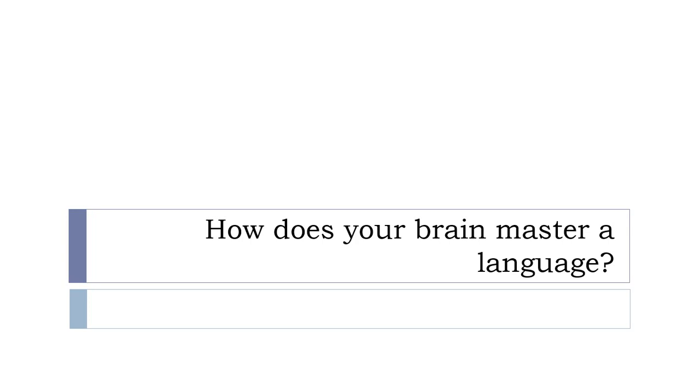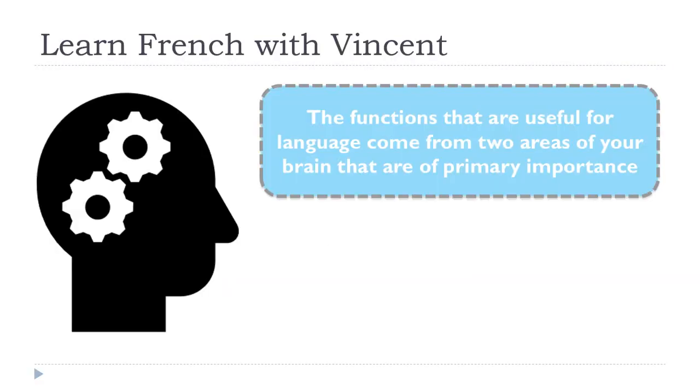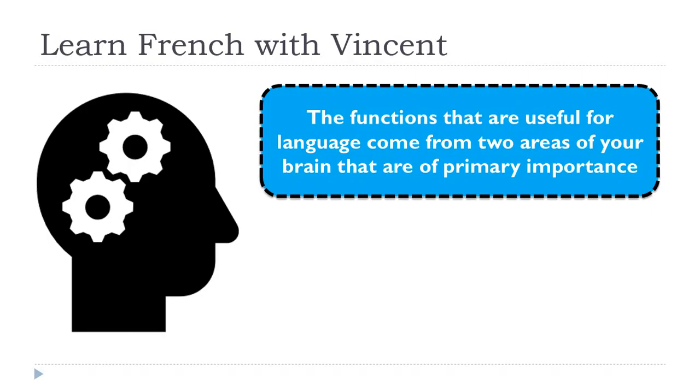So how does your brain master a language? It's a good question, no? So let's try to see together. It's really interesting, because the functions that are useful for the language or languages will come from two different areas of your brain.